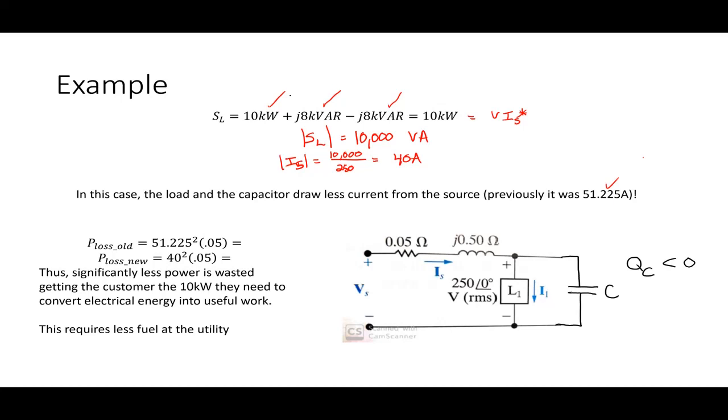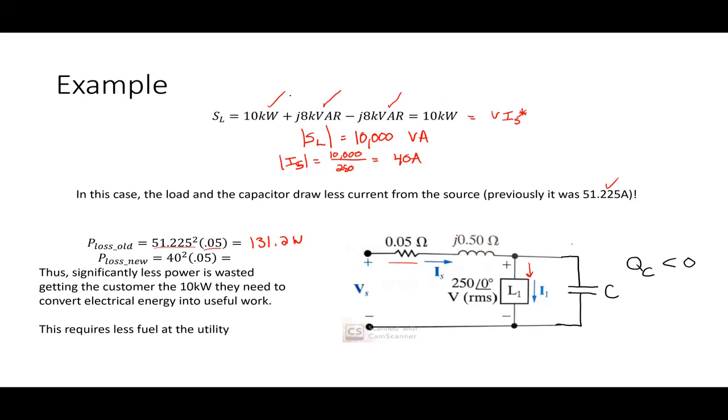The big thing is the difference in power loss in this transmission line. The power loss previously, with that 51.225 amps, if I calculate it as I squared times R, where R is 0.05, works out to be about 131.2 watts. In other words, there's 131 watts of loss happening simply to provide this guy with the power he requires.